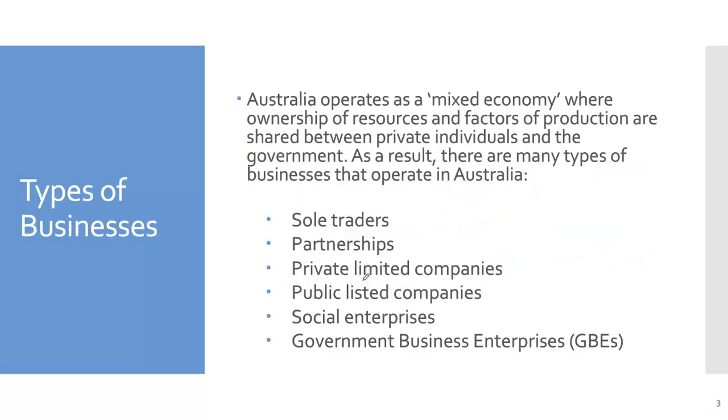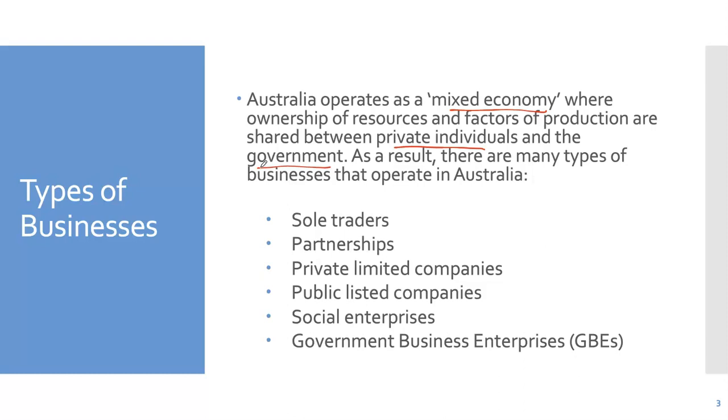So let's jump in. Australia operates what is known as a mixed economy, and that means there is a mix of ownerships and types of businesses. This means the ownership of resources and factors of production are shared between private individuals and the government. So we have a mixture in our economy of businesses owned by private individuals and the government.